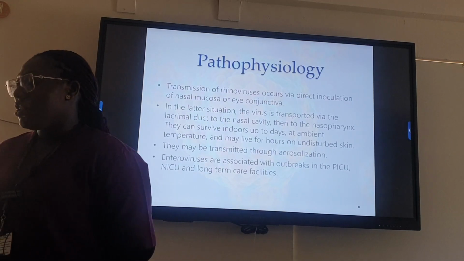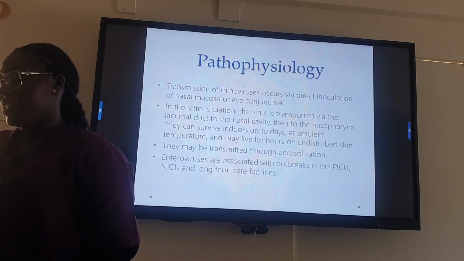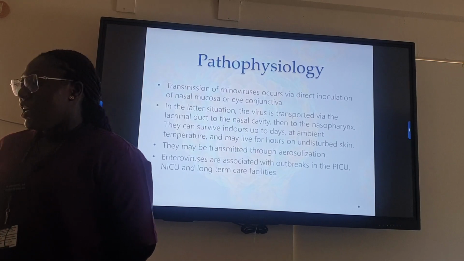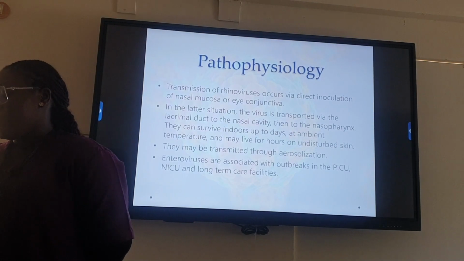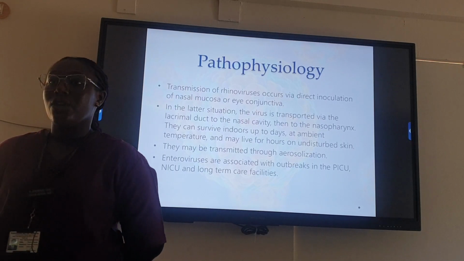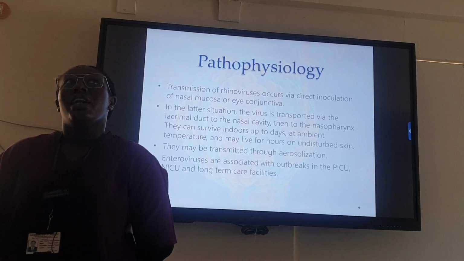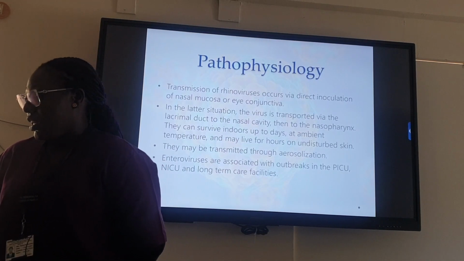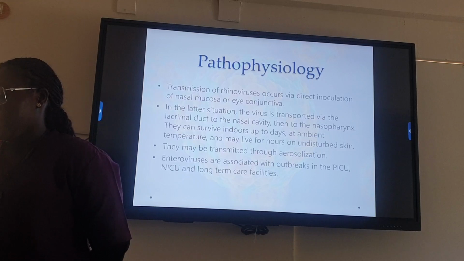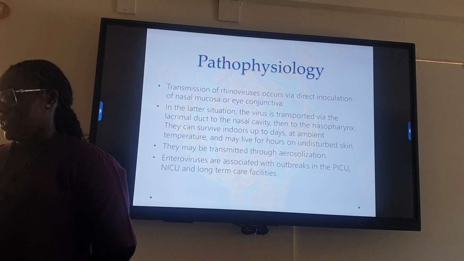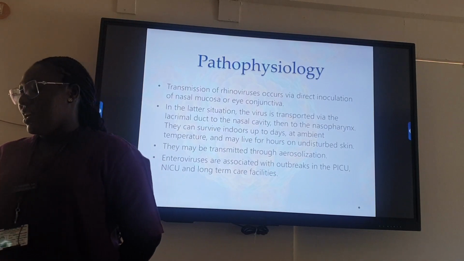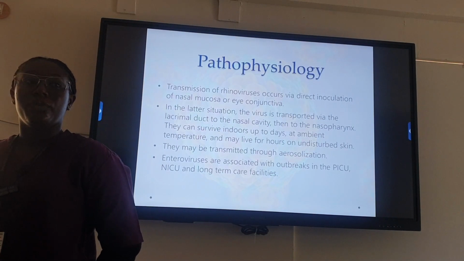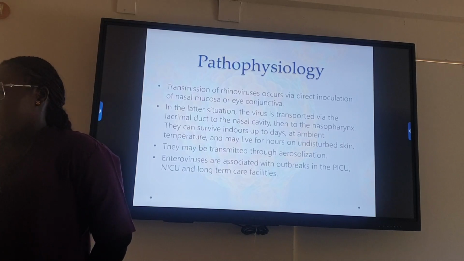Pathophysiology. The transmission of rhinovirus occurs by direct inoculation of the nasal or eye conjunctiva. The virus is transported by the lacrimal duct to the nasal part. They can survive for 7 to 10 days at ambient temperature, and they live for hours on undisturbed skin. They may also be transmitted through aerosolization. Enteroviruses are associated with outbreaks in the nursery and NICU units and long-term health issues.